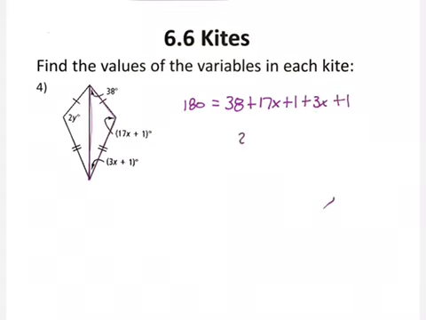Let's clean this up. We've got 20x plus 40 equals 180. We'll subtract 40 from both sides. We get 140 equals 20x. Divide by 20. X should equal 7.